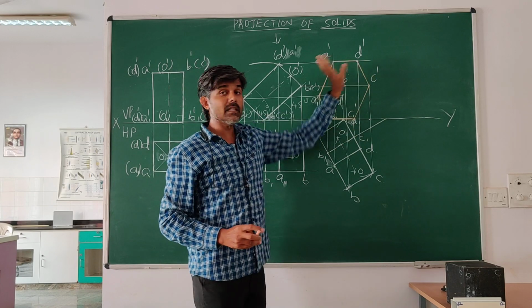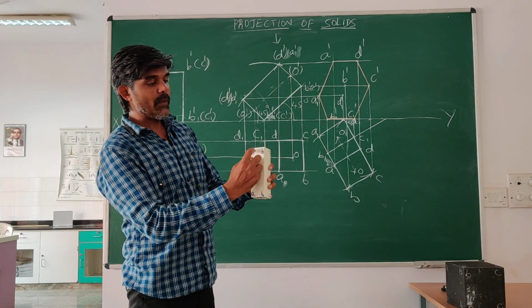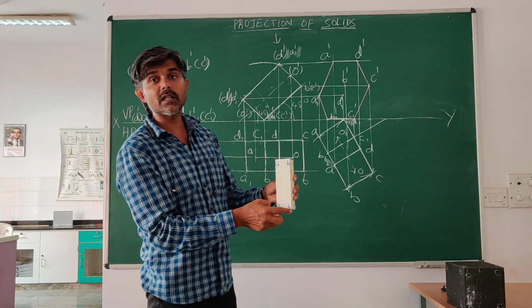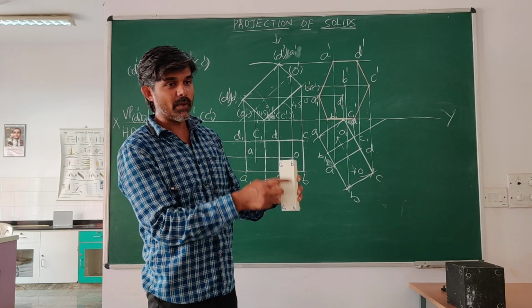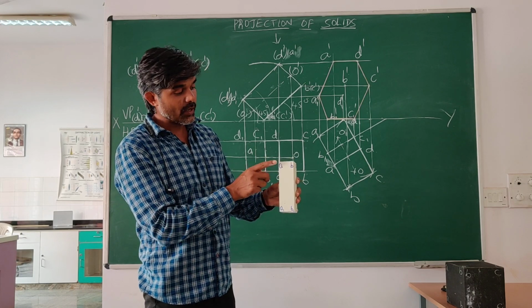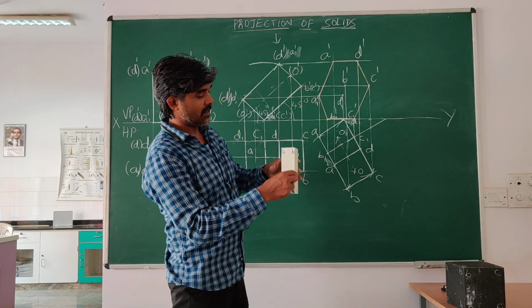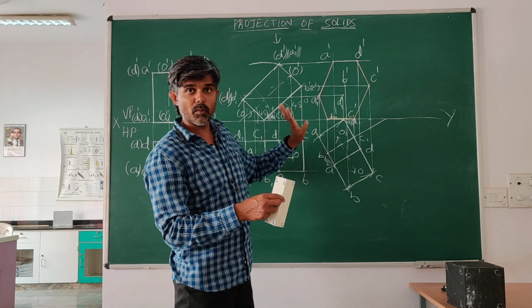To join the lines, they should be real edges. For example, AB is a real edge, BB1 is a real edge, while AB1 is not a real edge. So AA1 is a real edge. Now we can see AA1, BB1, we have not joined, no problem.